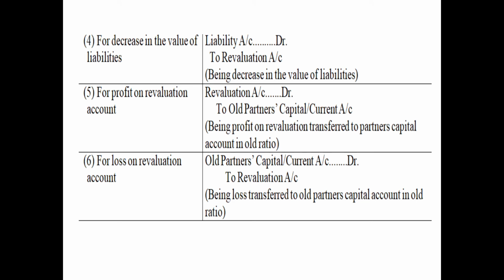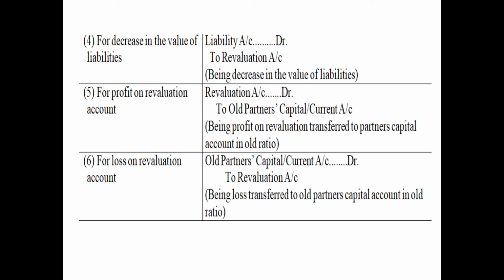Then fourth one, for decrease in the value of liabilities. So again, liabilities carry a credit balance. If the value of liabilities decreases, it will be debited. And what is to be credited in order to make it equal? Revaluation account. So the entry for decrease in the value of liabilities will be liability account debited to revaluation account. The narration can be, being decrease in the value of liabilities.